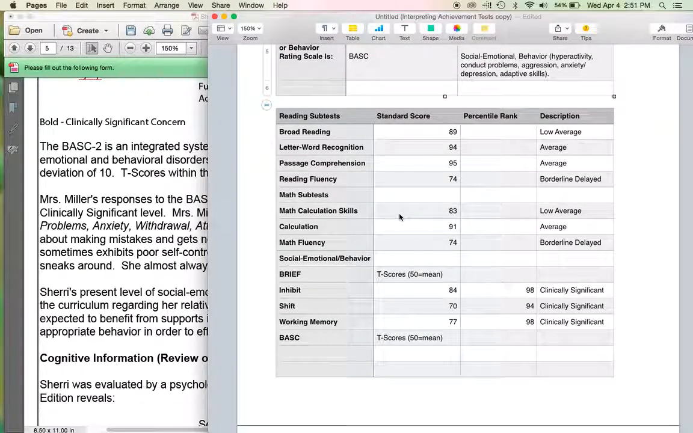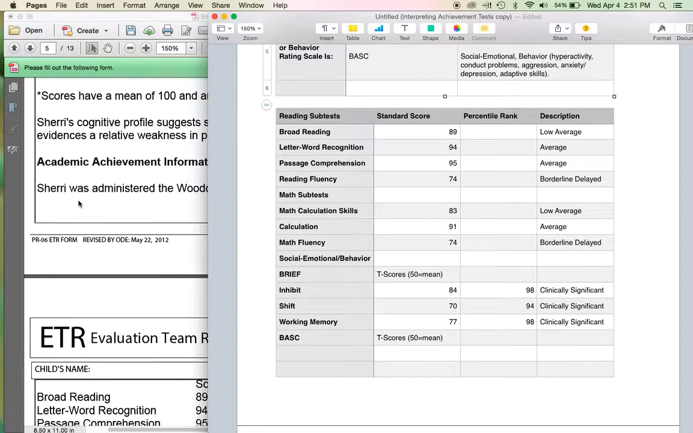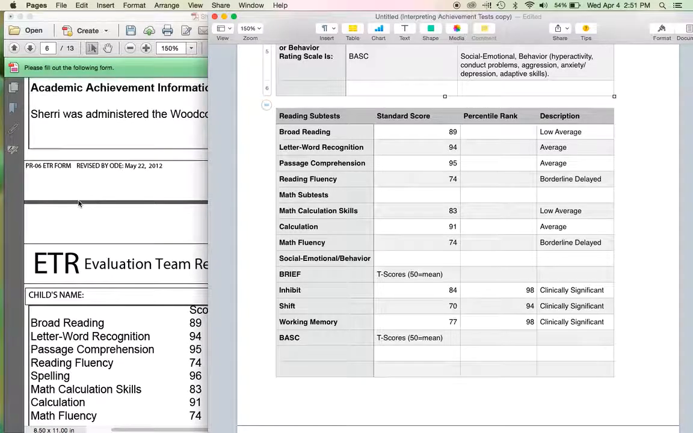So moving on to the results of the reading test, we're going to go back down this way, looking at the results of the academic achievement evaluation.